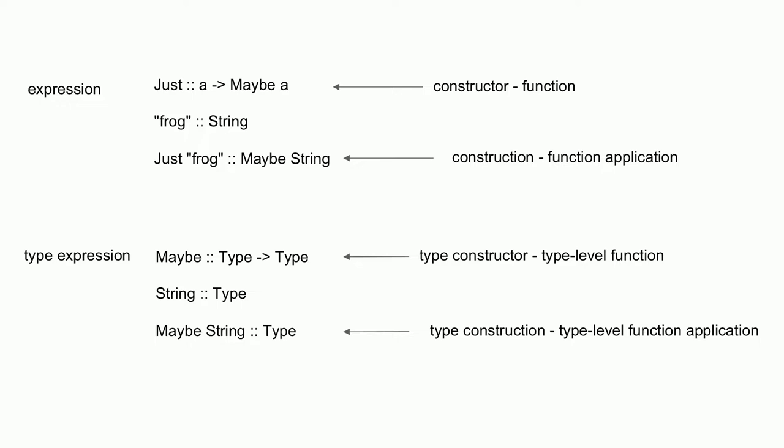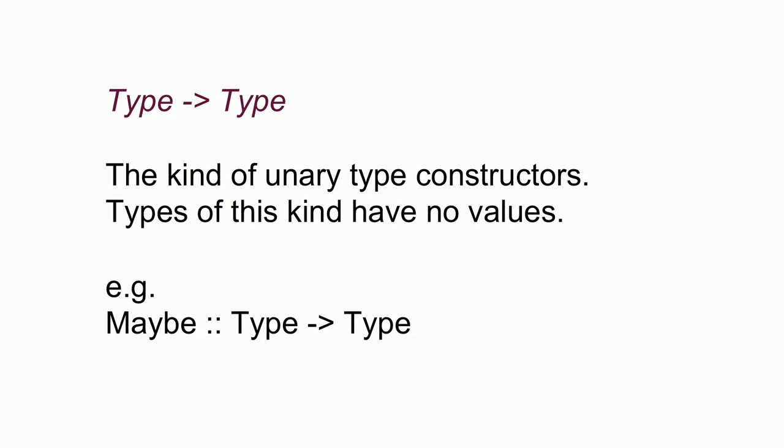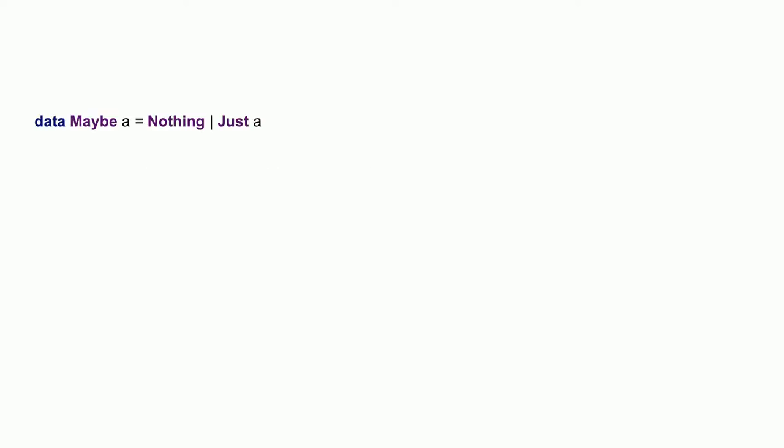And we're also using the two colons to denote both that a value is of a type and that a type is of a kind. So Type to Type is the kind of unary type constructors. Types of this kind don't have any values. You have to at least supply a type parameter to get a type that can have values. So Maybe is a common type constructor.